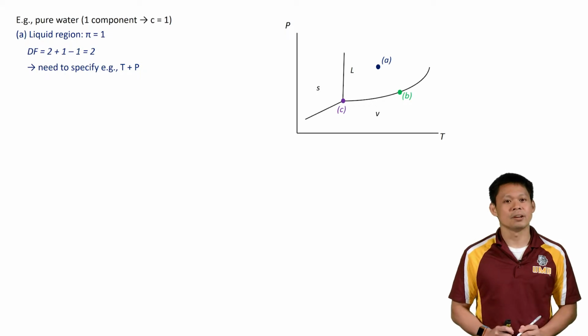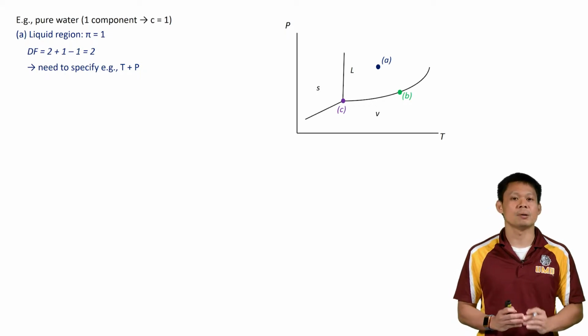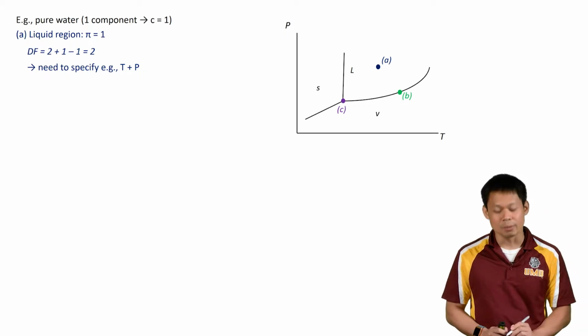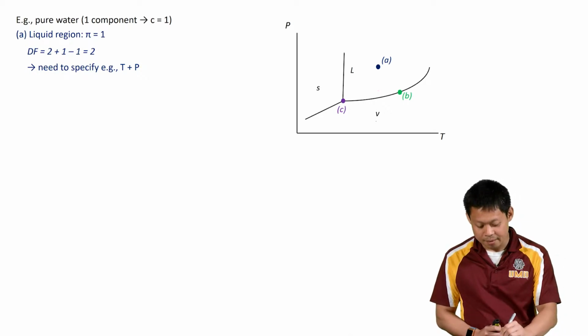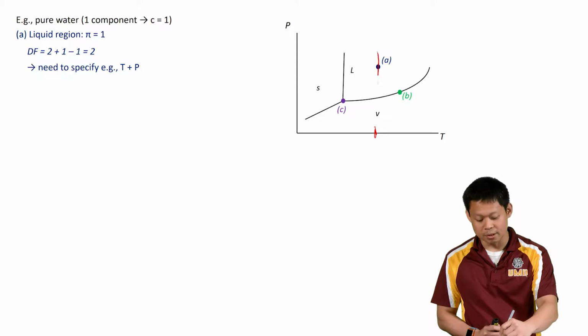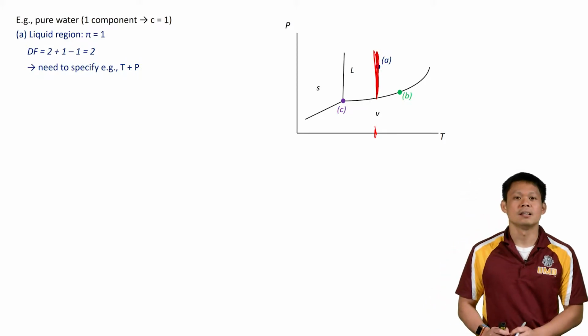Looking at this phase diagram, we need to specify both the temperature and pressure to know exactly where we are. For example, at point A, we can specify the temperature, but that alone is not enough to give us point A, because we can be anywhere along this line for it to exist as a liquid.